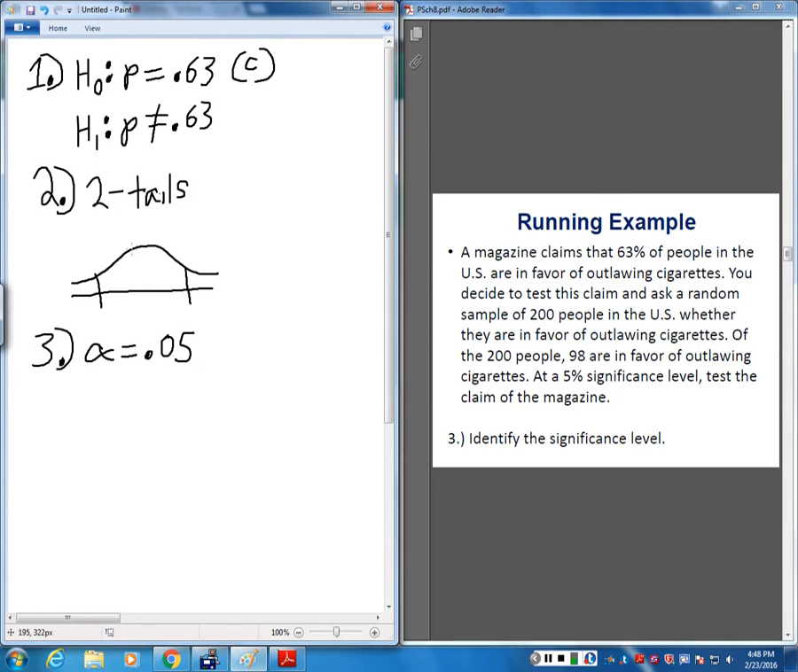Well, this also means that when we complete this hypothesis test, the total area in the two tails involved is also 0.05. Well, half of that would be in each tail, so 0.025 is the amount in each tail separately.